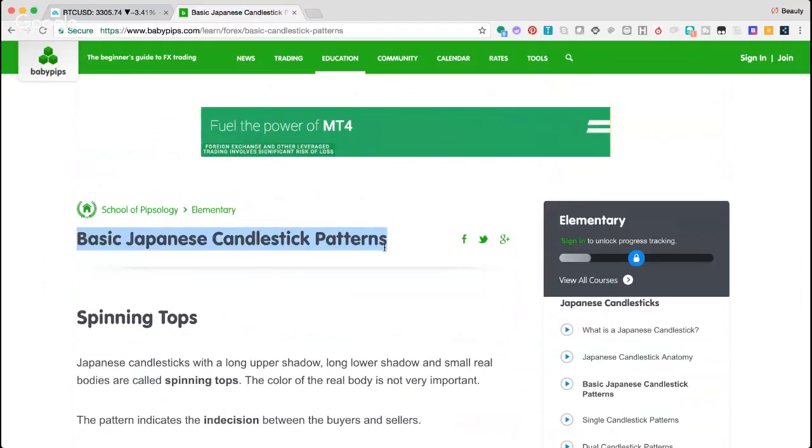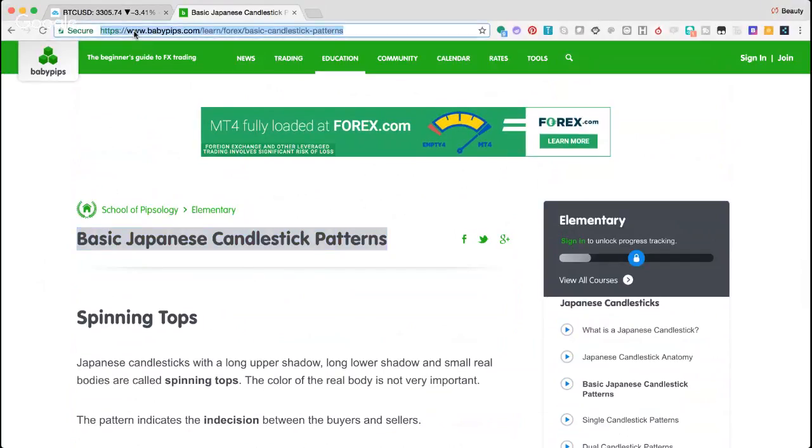Okay, grab the header and put it over here. And grab the URL and also put it over here.